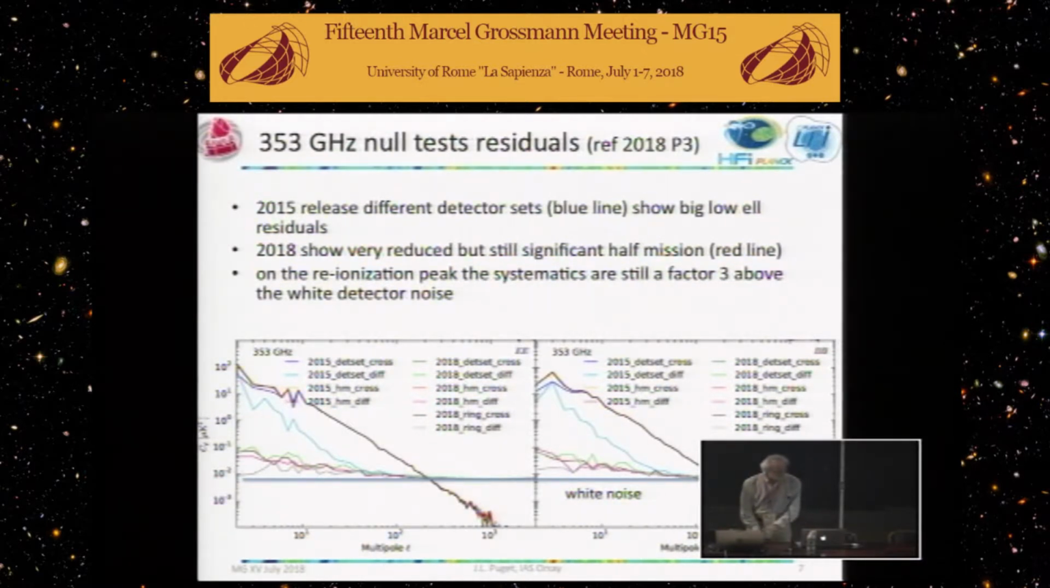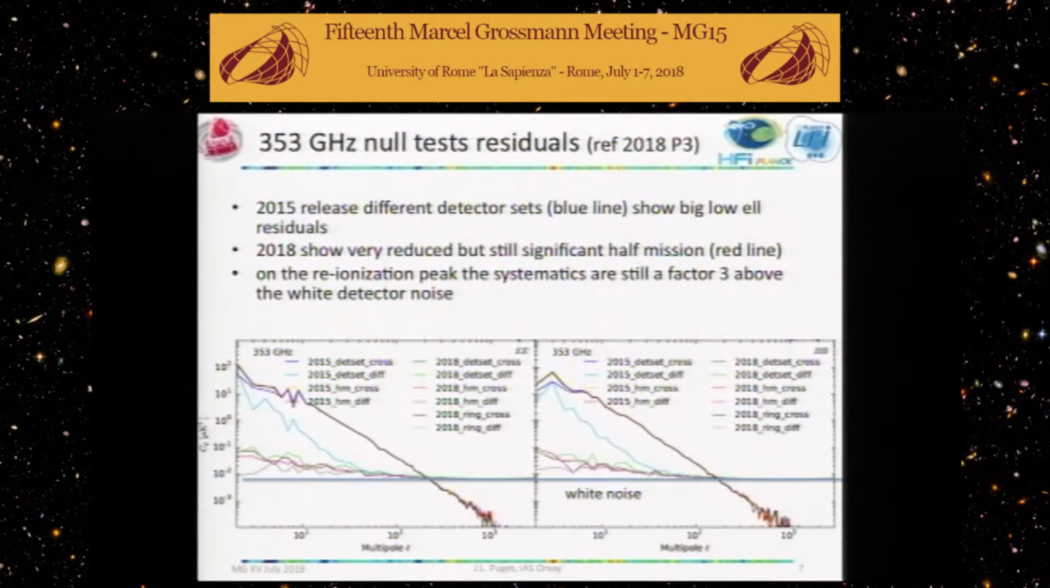Coming to my second point, I show again the 353 gigahertz and the null test we do. So you can see the dust spectrum, which is basically the cross spectrum between, for example, two half missions, for E modes and B modes. And you could see that in 2015, the difference associated with the same two maps was white noise, but it was rising very steeply, for example if you take the difference between two detector sets. And now we are with a rise which is basically a factor of 2 to 3 above the white noise for both E modes and B modes.